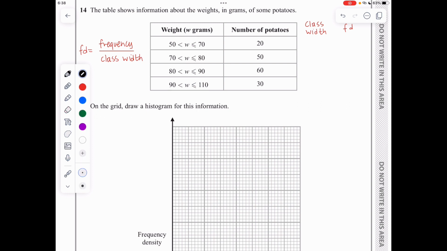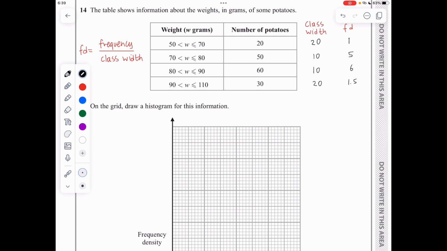So the class width for the first class is 20 because 70 minus 50 is 20. Then it's 10, then it's 10, and then again 20. So to find the frequency density, I'll be doing the frequency 20 divided by the width. So 20 over 20 is 1. Then it's gonna be 50 divided by 10, which is 5. Then it's gonna be 60 divided by 10, which is 6, and then 30 divided by 20, which is 1.5.